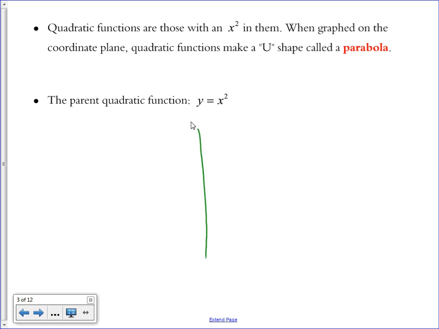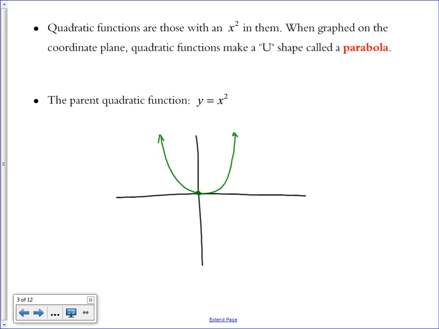So the parent function, y equals x squared, is going to have the point 0, 0 on it, because if you plug in 0 for x, you would get 0 for y in this function. And then the rest of the function, when you connect the dots, will look something like that. It's supposed to be a nice symmetric U shape, and that shape is called a parabola.